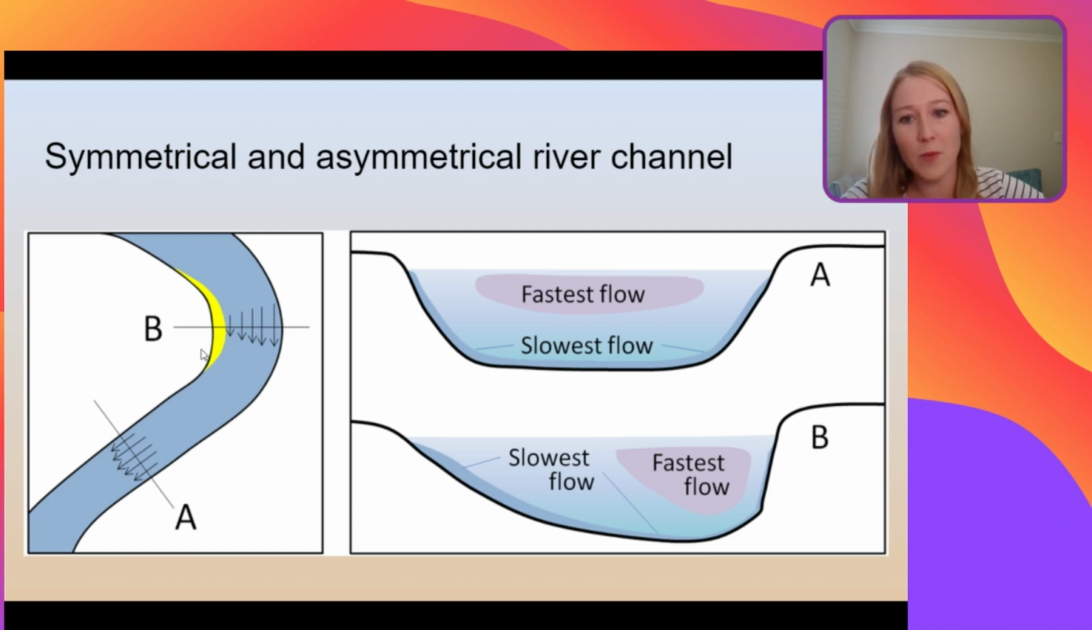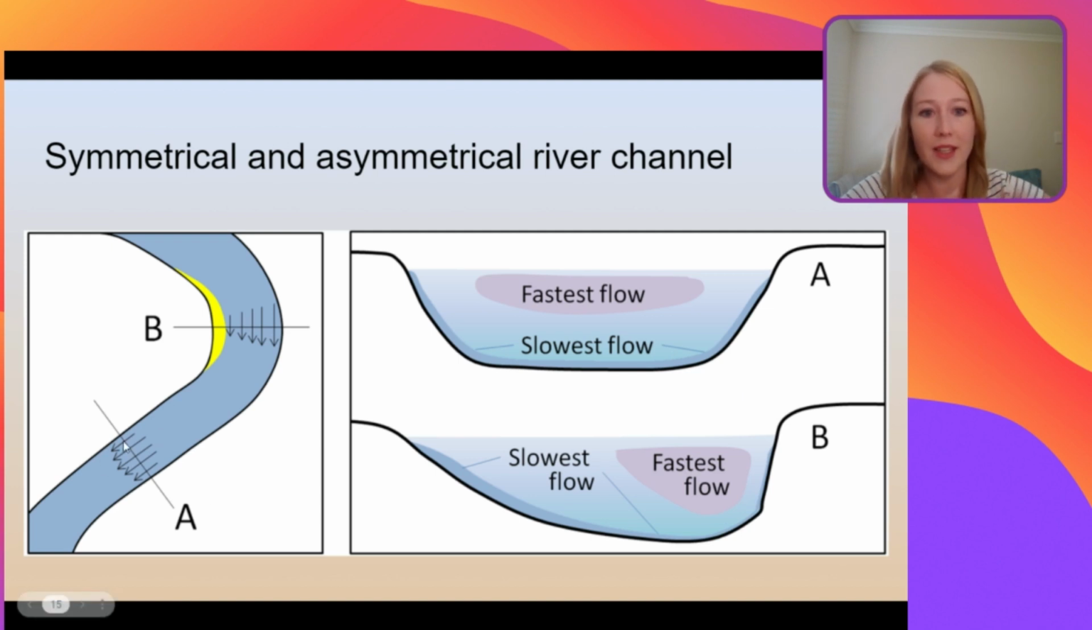And this little yellow spot over there, that's supposed to show deposition. So this is the cross section. So this is point B. There on the inside of the bend, it's the slowest. And the outside, it's the fastest. So here it will drop all the material, and here it will erode the material. This is also referred to as a slip-off slope, and this is an undercut cliff.